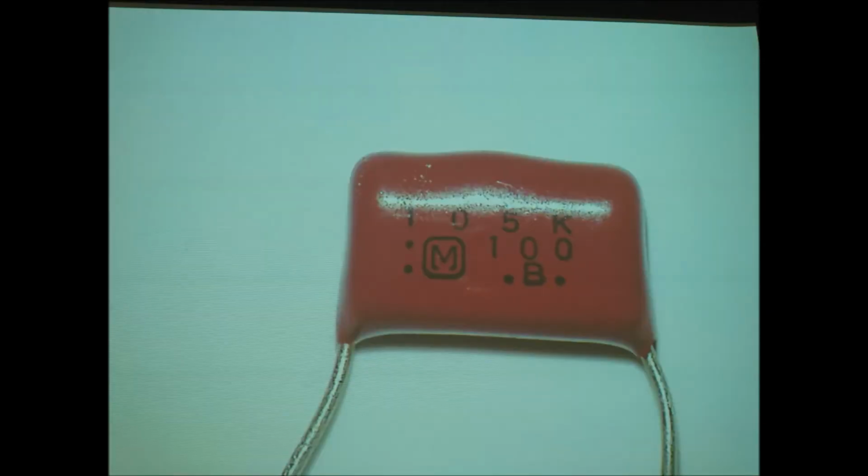This capacitor is not only shaped different from the other ones, but its numbers are also represented differently. Here, the 105K represents both the capacitance and the tolerance. The K does not mean kilo for the capacitance, it represents the tolerance. The 105 is what we want to focus on.